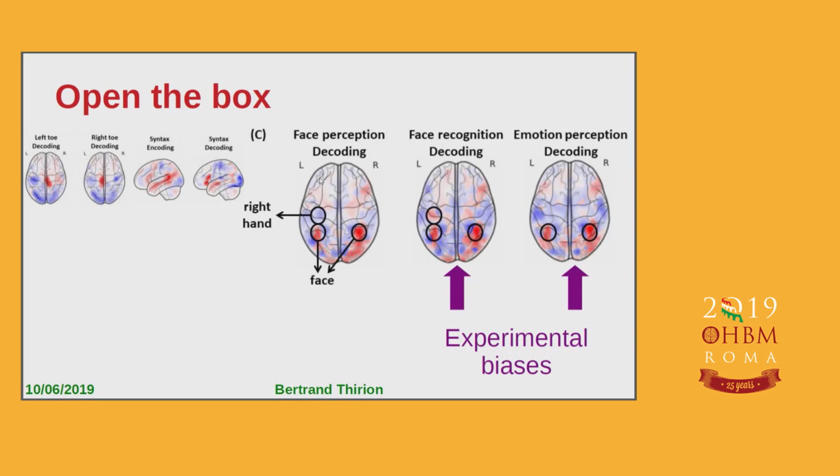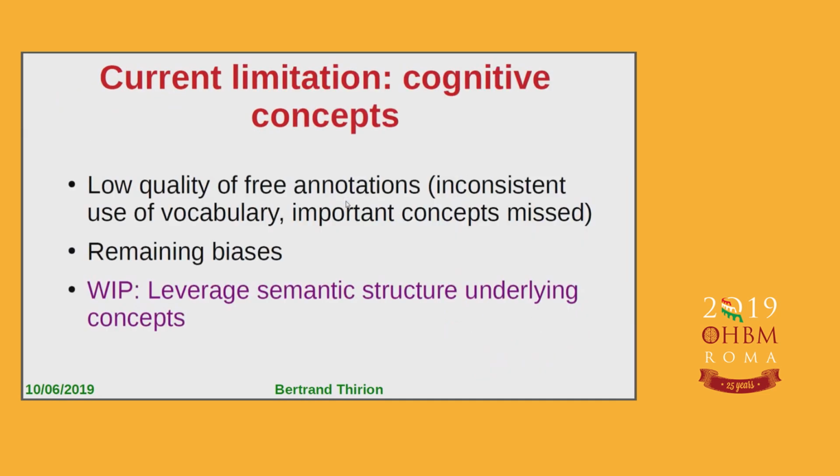Also, if you look at emotion perception decoding, you end up with essentially the same map as face perception, which means that emotions are typically probed by showing fearful faces to people. And of course, this would not generalize to a protocol where emotion would be induced by something different.